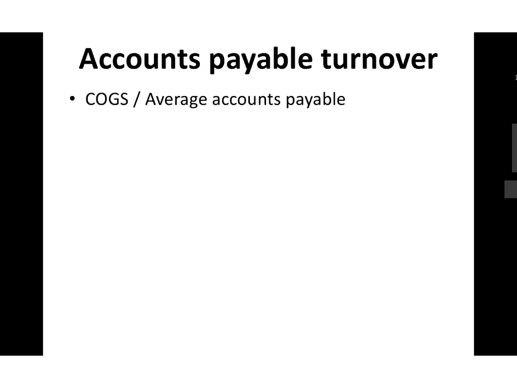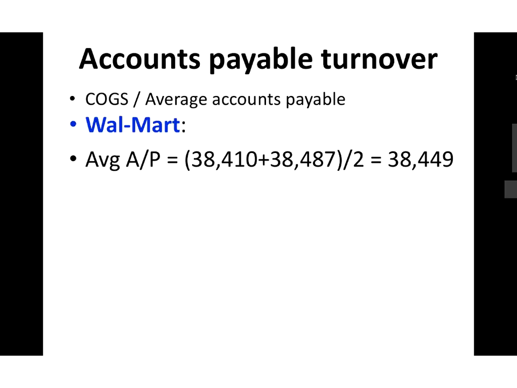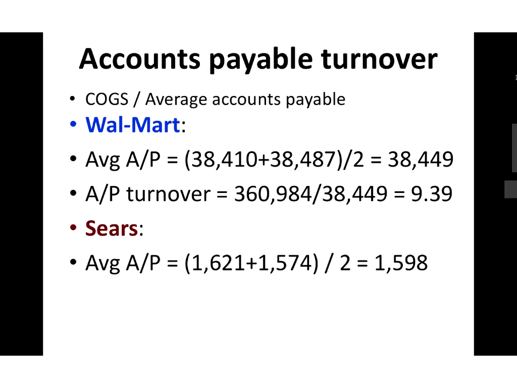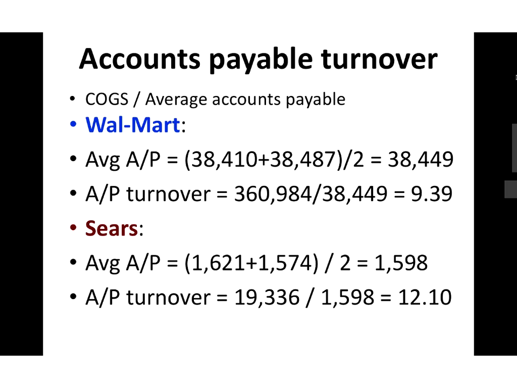Again, we have that cost of goods sold divided by average accounts payable. Again, are we given 2 accounts payable this year and last year? If so, we do the average. If we're just given 1, we use the one we have. So Walmart, their average accounts payable, $38,449. Accounts payable turnover then, taking our cost of goods sold, dividing by that average accounts payable, 9.39. It's the average number of times they pay off their accounts payable during a given year. Sears, we look at Sears, get their average accounts payable. Their accounts payable turnover is 12.